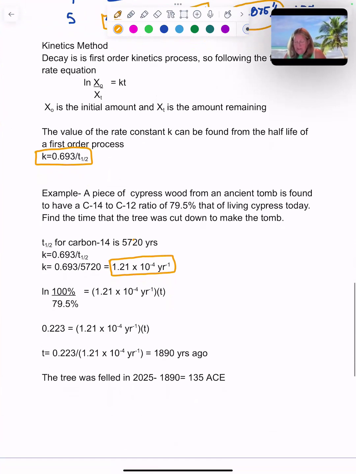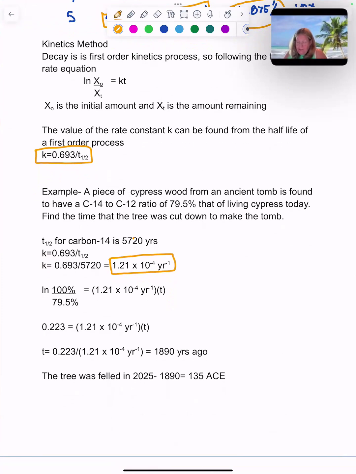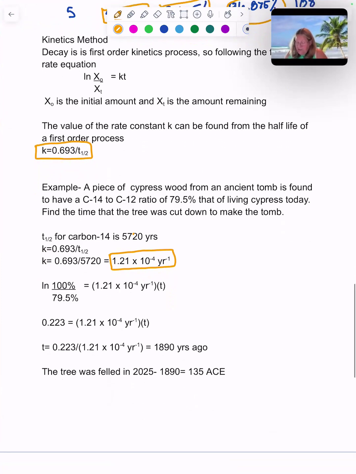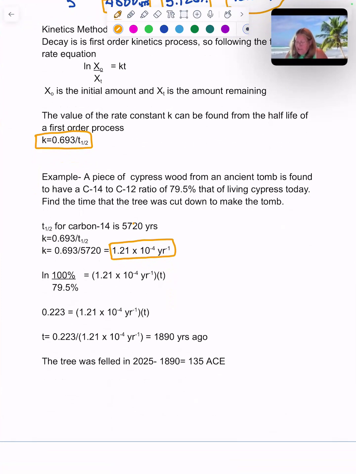We go ahead and solve the natural log. That's going to give me 0.223. I have my K, I have my T. Solving for T, that gives me 1,890 years ago. So the tree was felled 1,890 years ago. So if we take today's date, this video was made in 2025, and subtract the 1,890, this tree was felled in 135 AD.